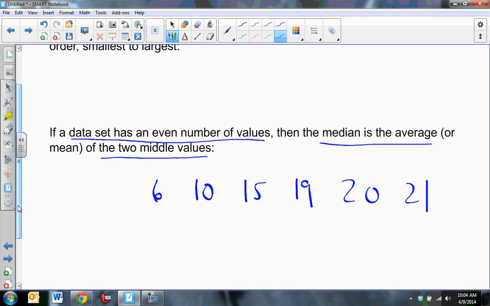Okay, so I have 1, 2, 3, 4, 5, 6. My count is 6. We'll call that n. N is 6. That means the median is not going to be one of the values. It's going to be the average of the two middle values. Okay, so if I take the two middle values, 15 and 19, and I add them together, I get 34, and then I need to divide that by 2. So 17 is the median.